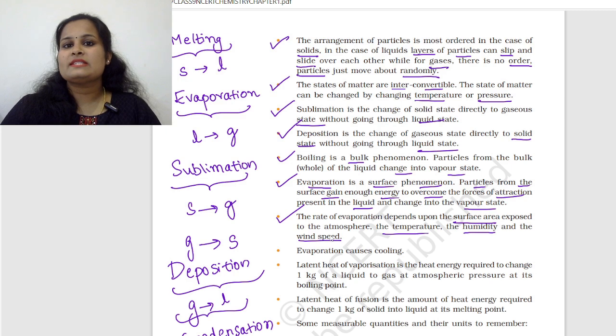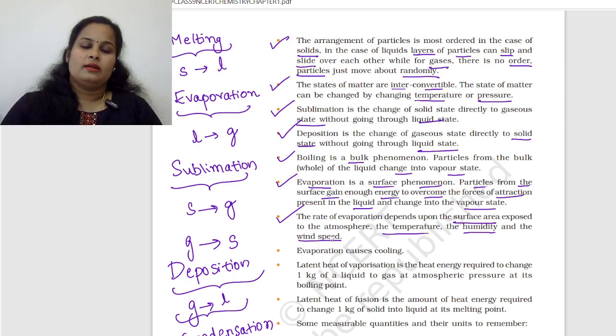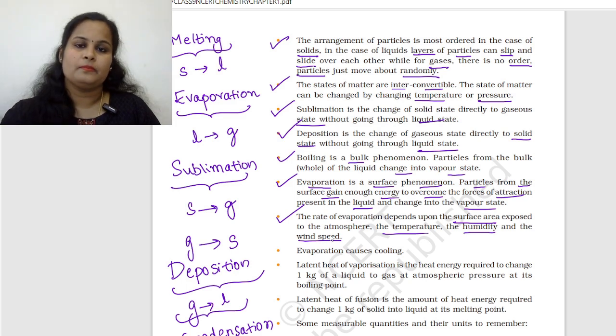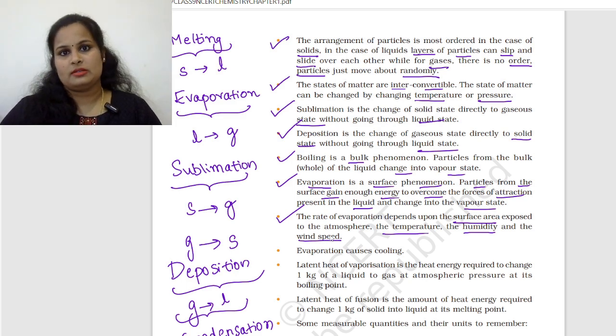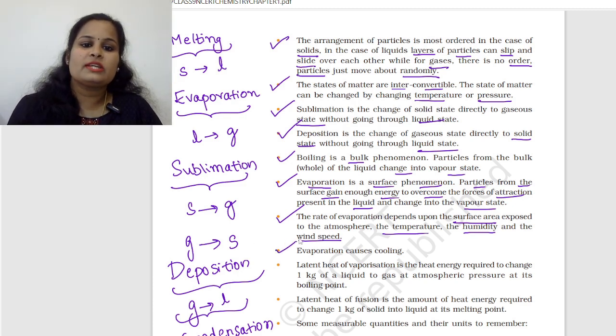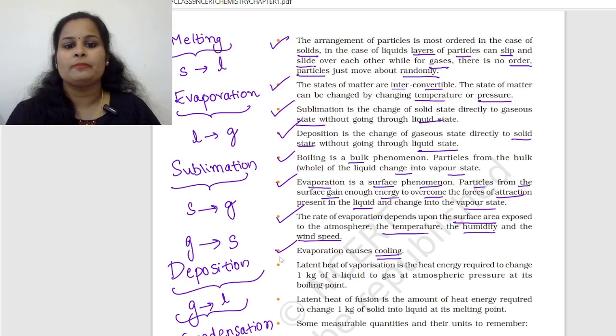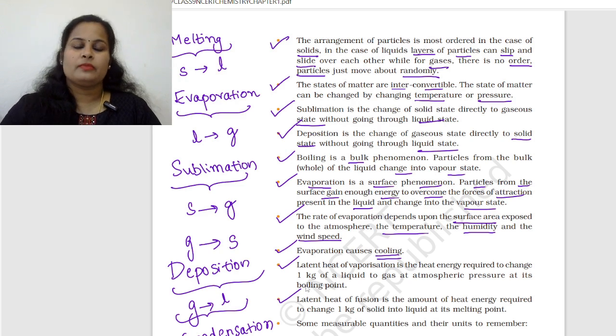But humidity is the only factor which is inversely related with the rate of evaporation. When the humidity is high, when the amount of water vapor which is present in the atmosphere is already high, the rate of evaporation decreases. So only that factor is inversely related. All right. And we know that evaporation causes a cooling effect. Very important point. And we have two important definitions regarding latent heat of vaporization and latent heat of fusion.